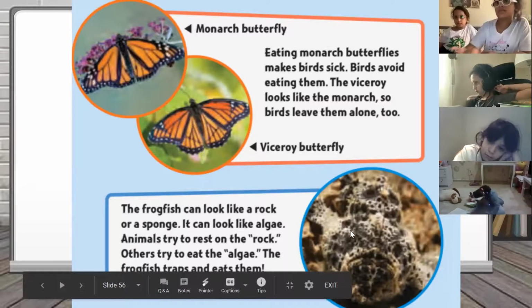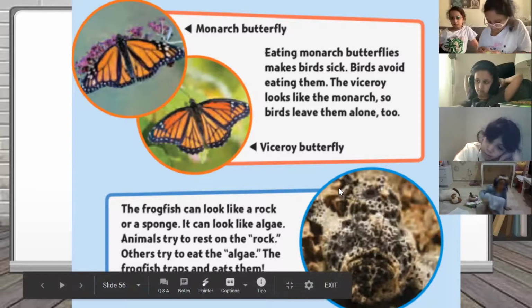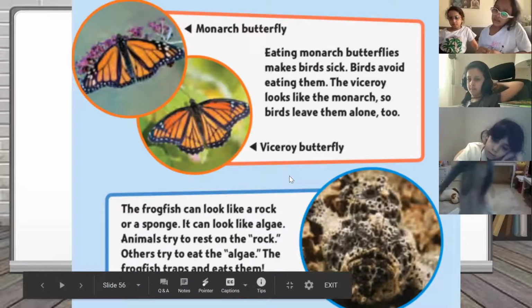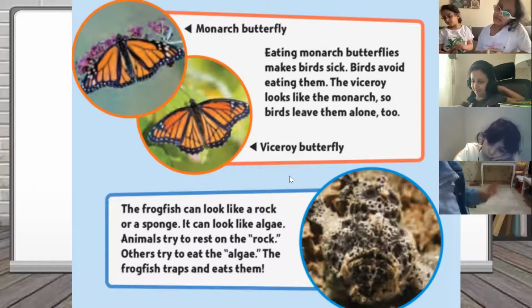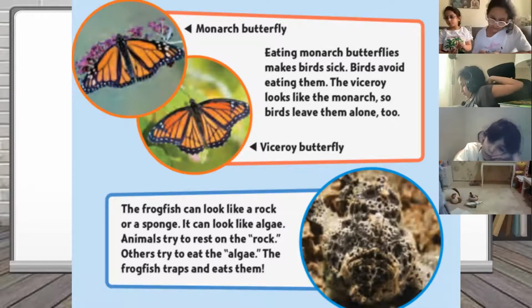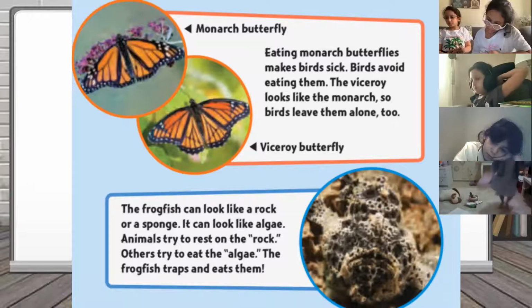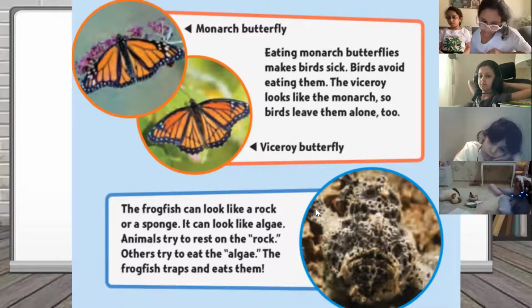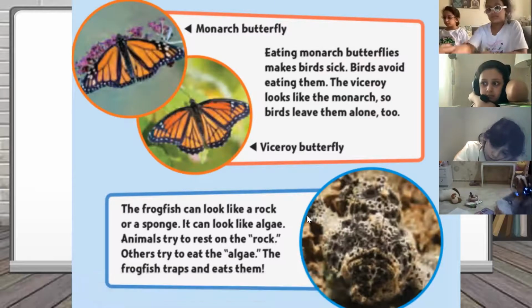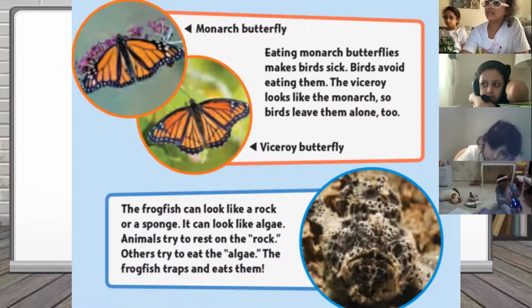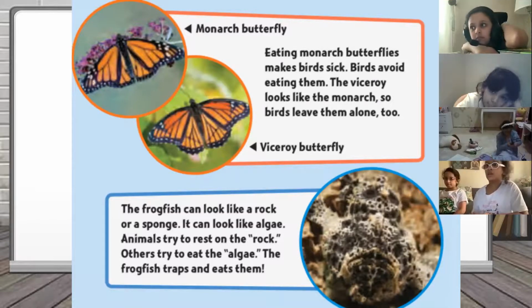But when a frogfish looks like a frog... So when something in the book tells us to color the iguana, I don't know. We are going to do it now. Now look at the frogfish. The frogfish can look like a rock or a sponge. It can look like algae. Animals try to rest on the rock. Others try to eat the algae. The frogfish trap and eat them.